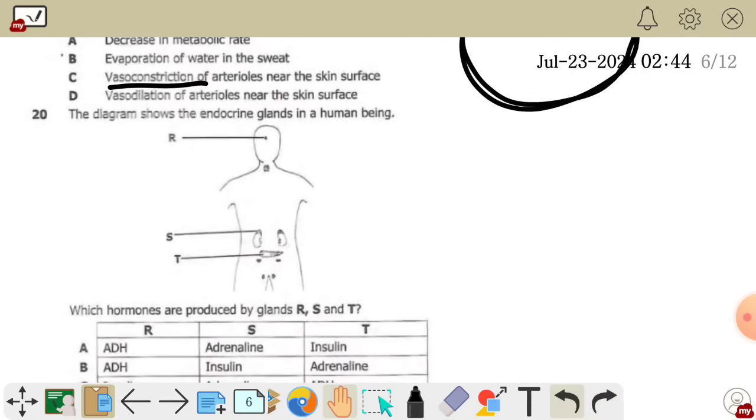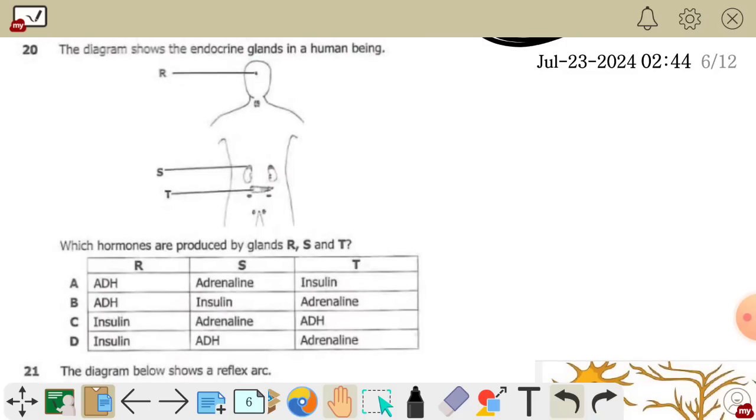Question 20. The diagram shows the endocrine glands in human beings. Which hormones are produced by glands R, S, and T? So let's identify these glands. R there is the pituitary gland, which is the master gland which controls all the glands in the human body. Then you have the S there on top of the kidneys. You are going to find the adrenal glands.